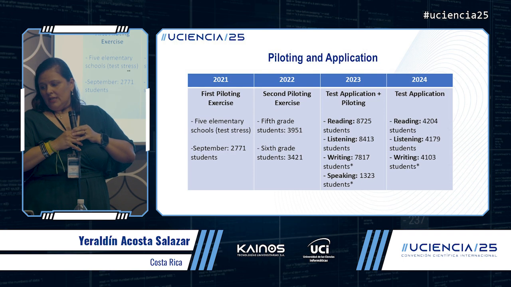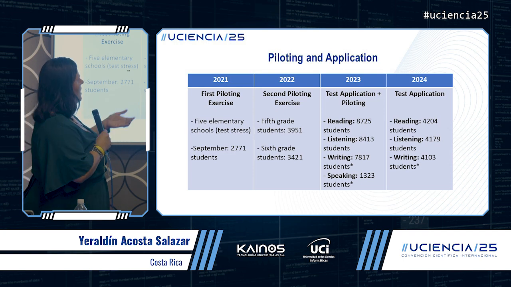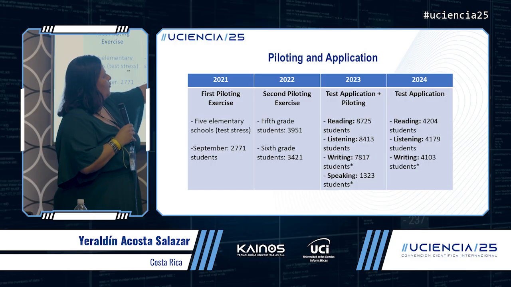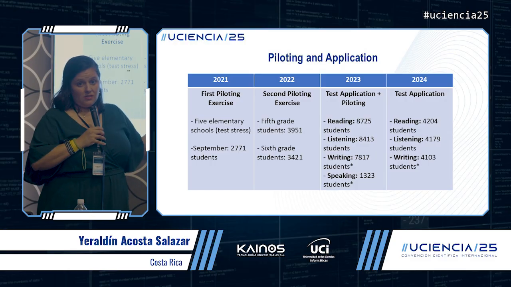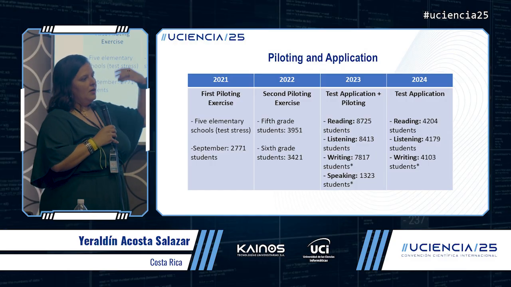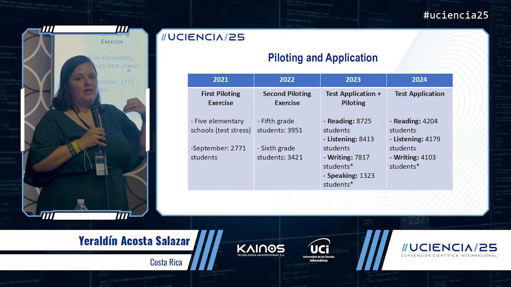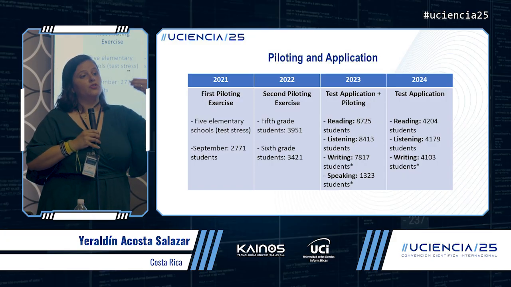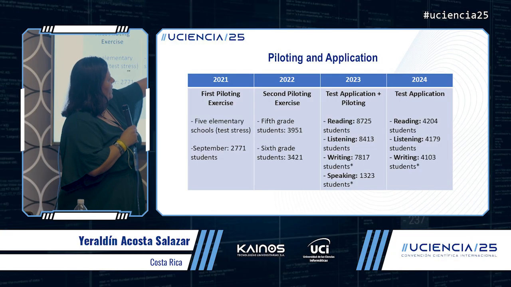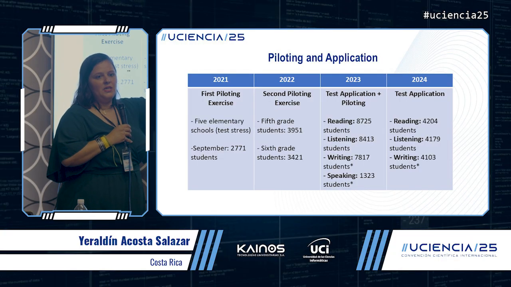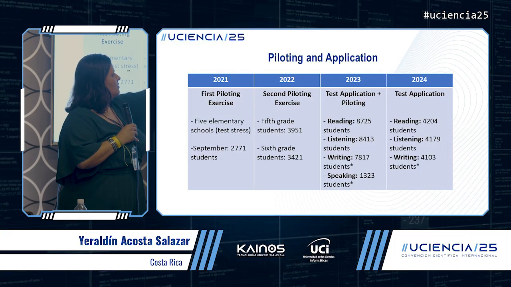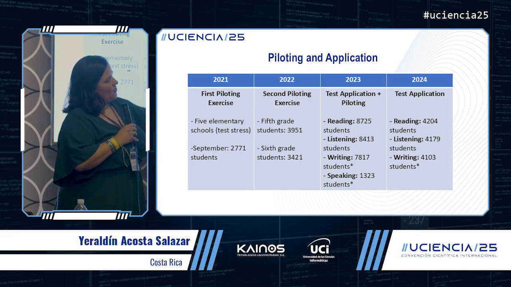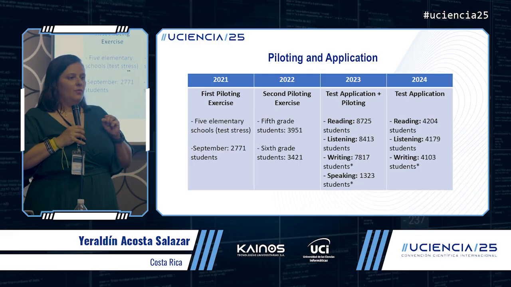In 2023, we have a test application. Now, if you see the sample, it was bigger. So for reading, at this time, it was 6th grade only because we were measuring the profile of the students as they were going to start high school. So we had at least 4,000 people, 8,000 people, 7,000 people per skill. And if you see, I have 2 extra added things. Why?